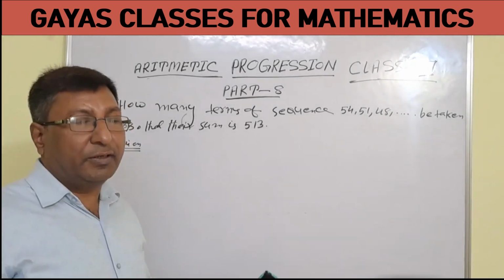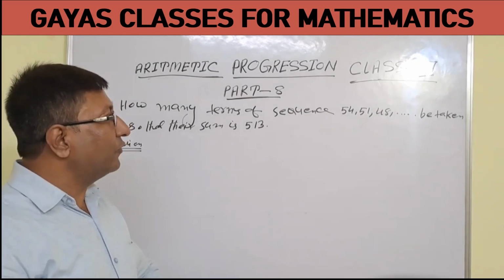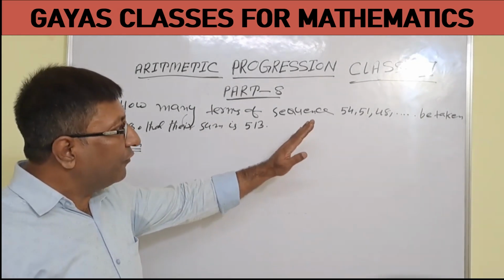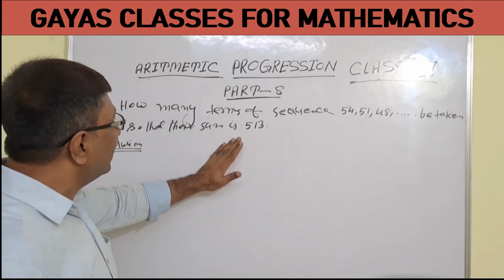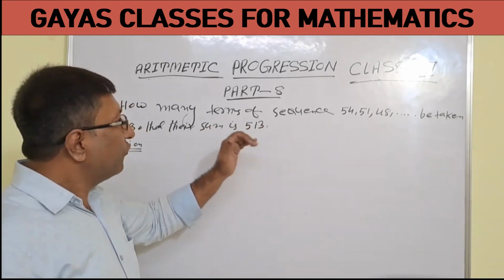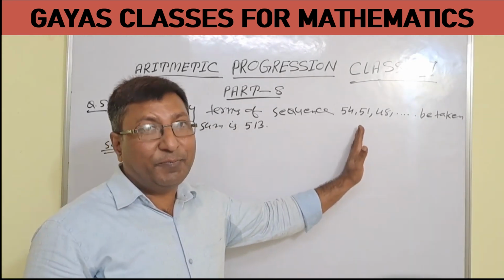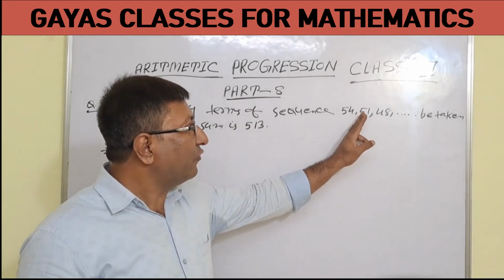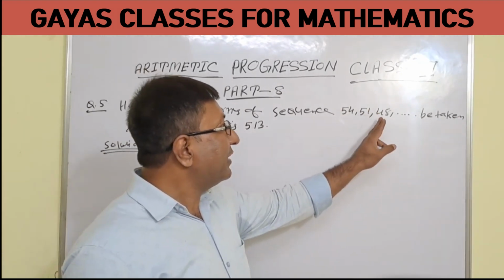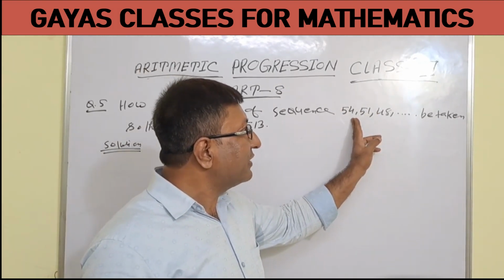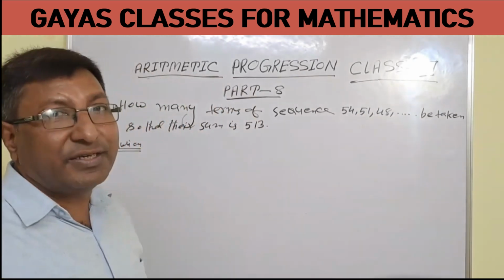Now see question number 5. The question is: how many terms of the sequence 54, 51, 48 and so on must be taken so that their sum is 513? For this type of question, first you check whether the given sequence is an AP or not. The difference: 51 minus 54 is minus 3, and 48 minus 51 is minus 3. So the common difference is the same, so the given sequence is in AP.